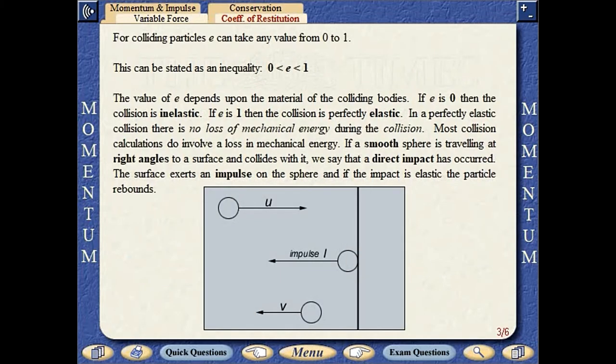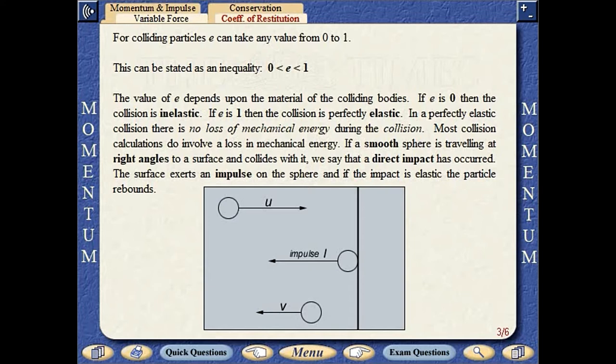For colliding particles, E can take any value from 0 to 1. The value of E depends upon the material of the colliding bodies. If E is 0, then the collision is inelastic. If E is 1, then the collision is perfectly elastic. In a perfectly elastic collision, there is no loss of mechanical energy during the collision. Most collision calculations do involve a loss in mechanical energy.